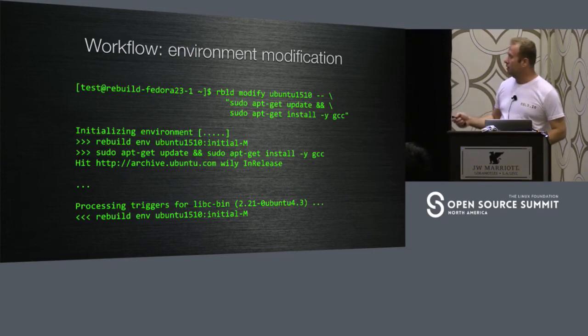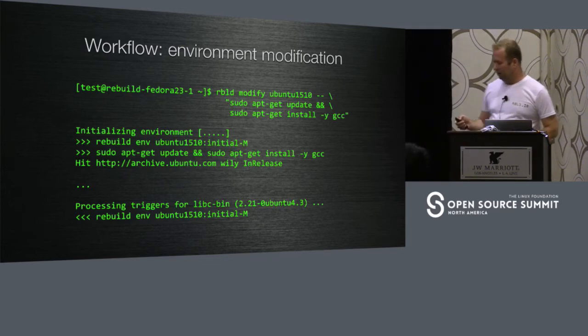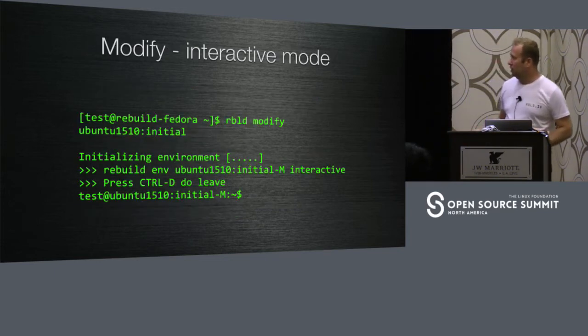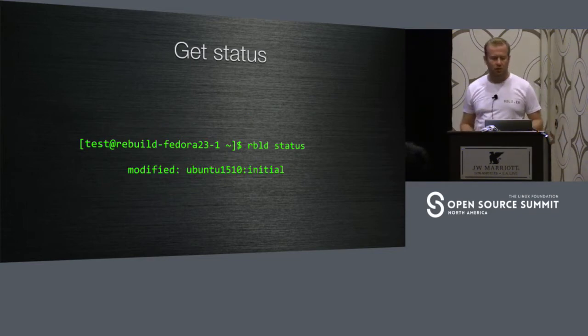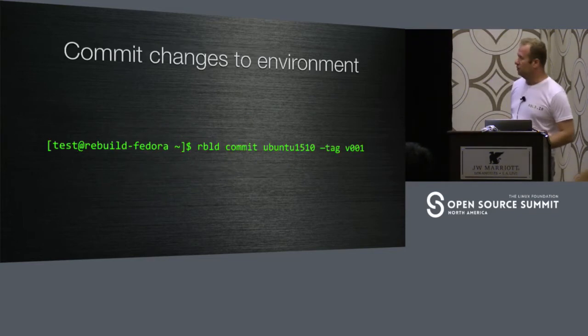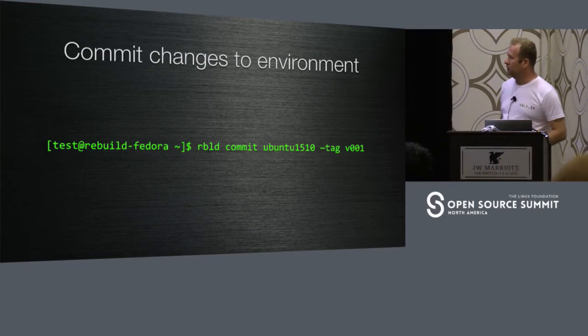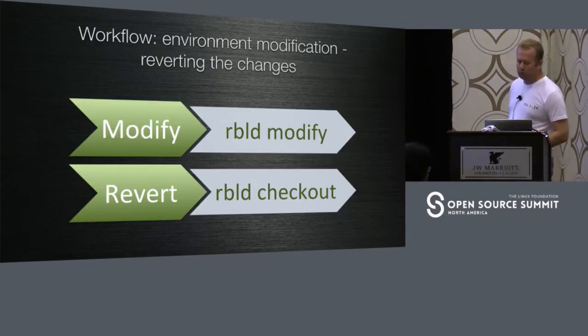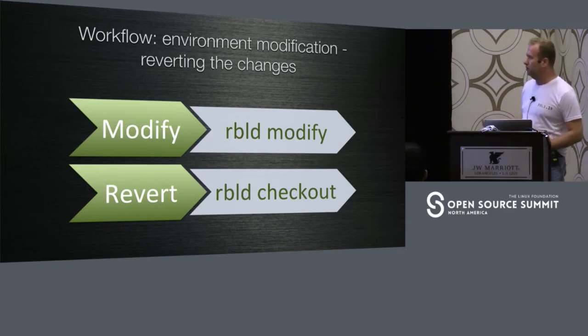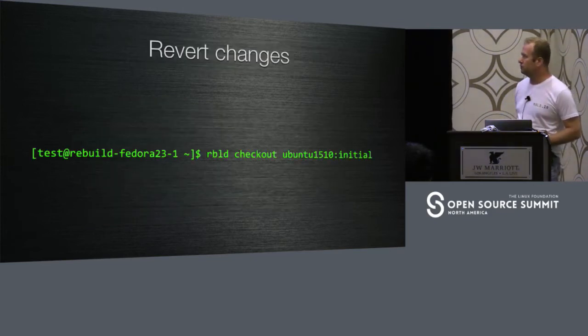So you run rbuild modify with the environment name, and then you can run different commands to update the environment, or of course, do the same in the interactive mode. Get the status of the environment. So you can see that it was actually modified, and you can commit the changes. If you want to revert the changes that you did to the environment, you can always use rbuild checkout and revert the changes that you did to your environment.